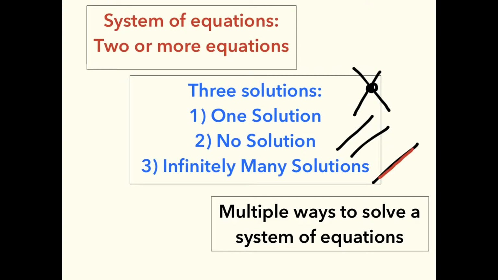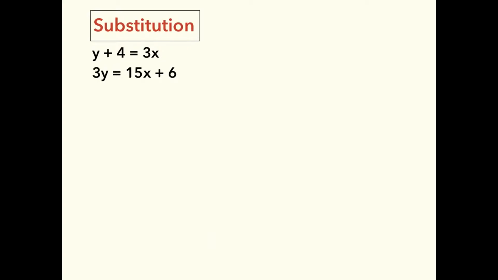Now there are multiple ways to solve a system of equations. Last time we learned how to solve them by graphing. Remember, graphing manually on paper or graphing with your calculator. Now we're learning a new way to solve a system of equations, which is by substitution. Substitution is exactly how it sounds. We want to substitute something in for one of these variables.